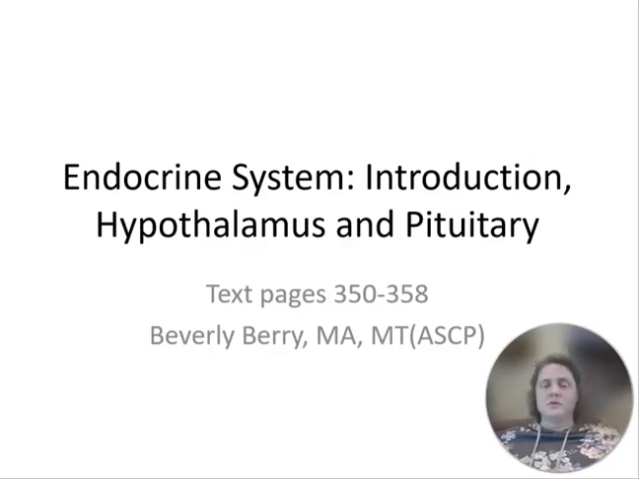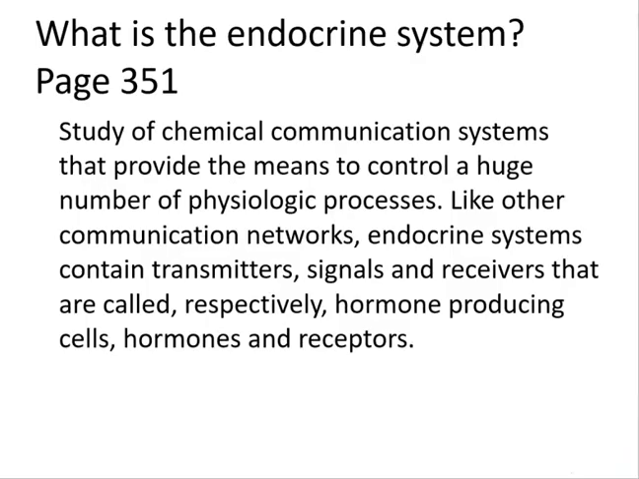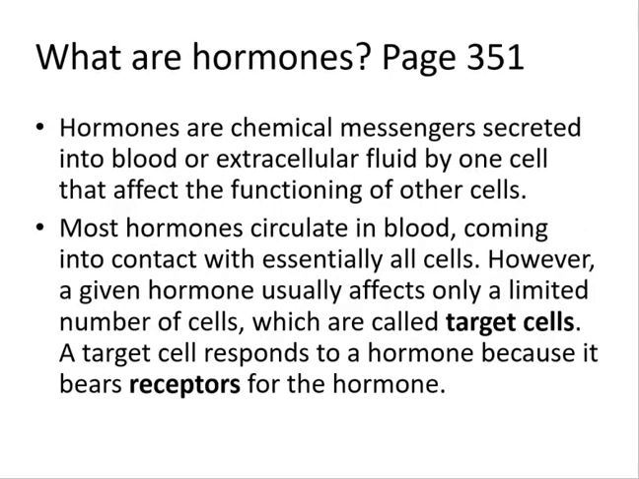In today's lecture, we're going to do an introduction to the endocrine system, and we're also going to talk about the hypothalamus and the pituitary glands. So what is the endocrine system and what does it involve? It is the study of the chemical communication systems that provide the means of control of a huge number of physiological processes. Like other communication networks, the endocrine system contains transmitters, signals, and receivers that are called, respectively, hormone-producing cells and hormones and receptors.